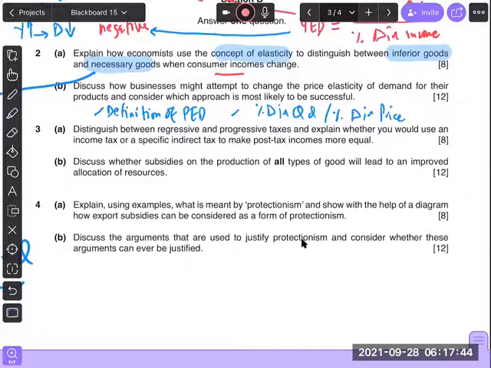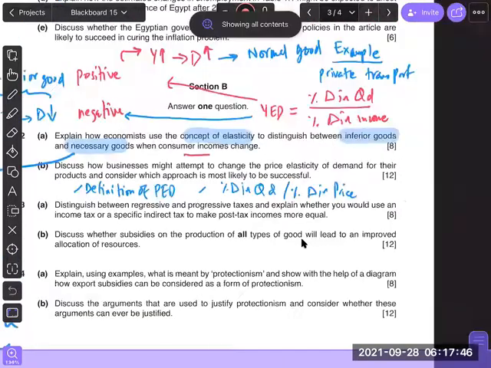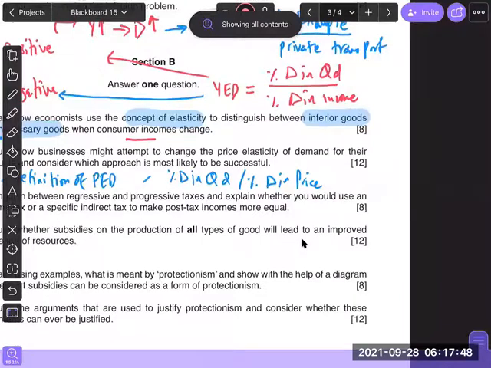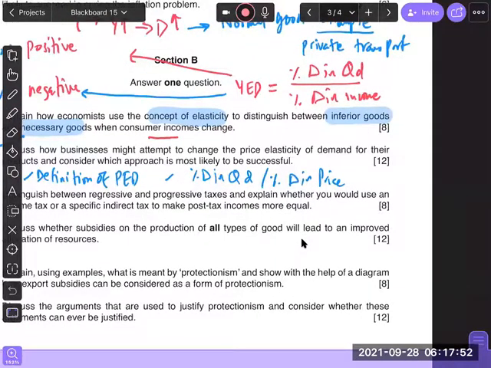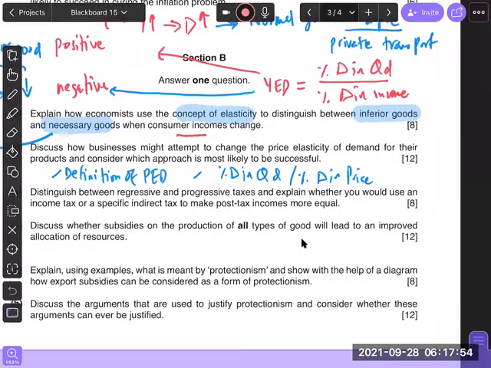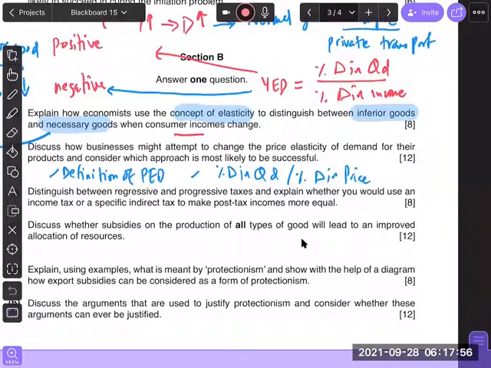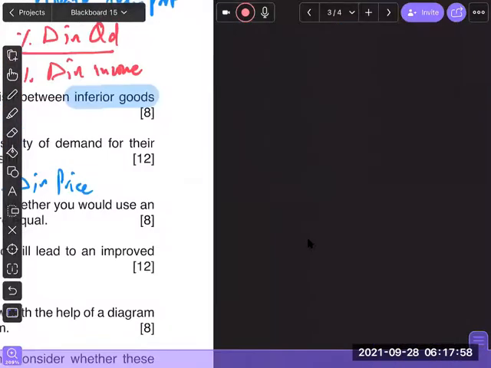Then we talk about this, that PED, because we're saying how a business might be attempting to change the PED for the product and consider which approach is most likely to be successful. So guys, if I can ask you, what are the ways that you can change the PED? Anyone?